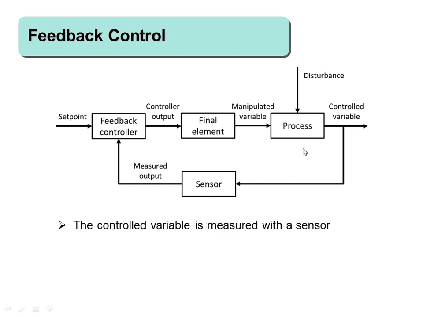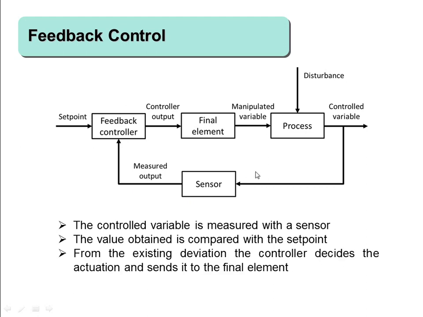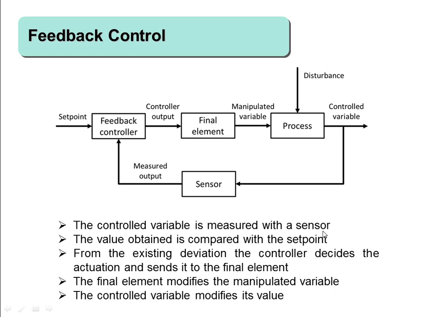So these are the steps. The controlled variable is measured with a sensor. We compare the measured value with the set point in the feedback controller. Then the controller decides the actuation and sends it to the final element. The final element modifies the manipulated variable, and the final objective is that the controlled variable modifies its value and returns to the operational point that we wanted to maintain.